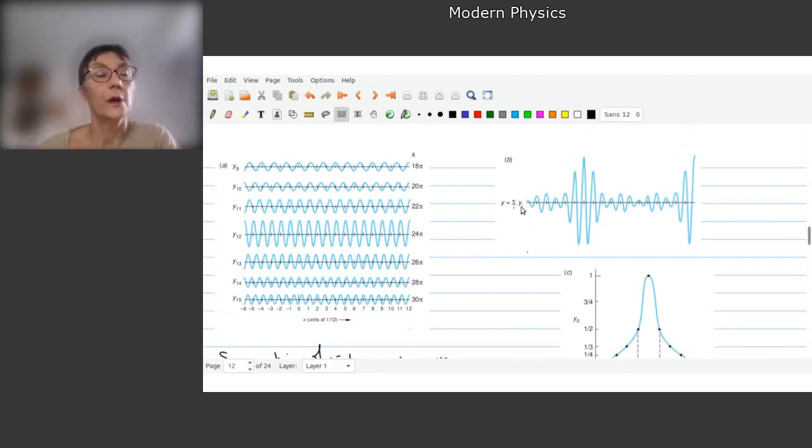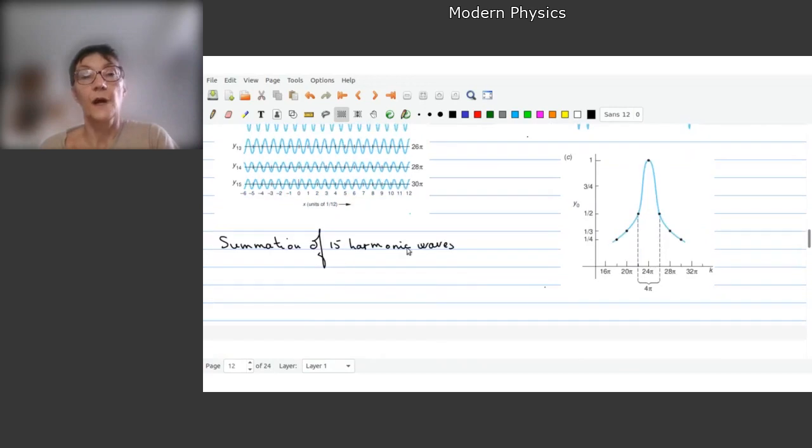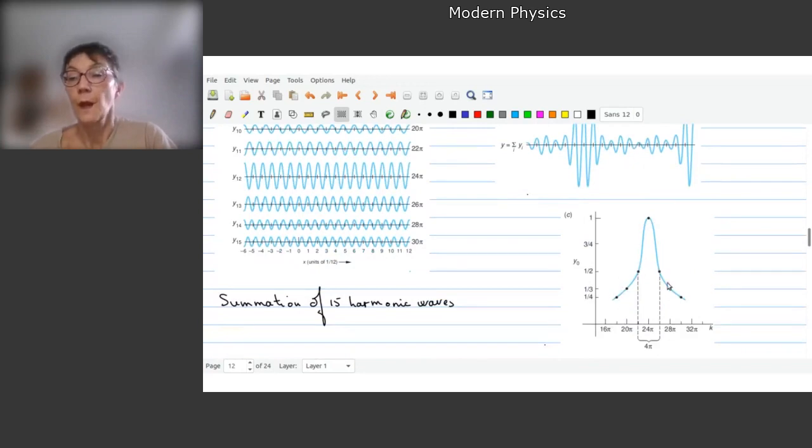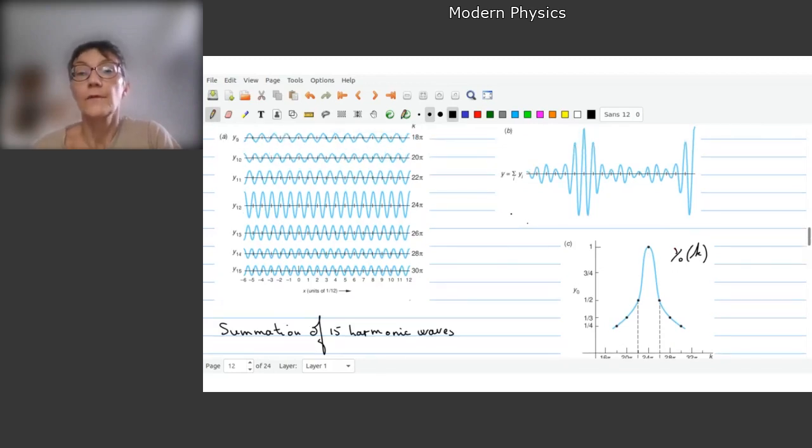You see that here we have 15 harmonic waves with this particularity. This is the function. Each wave doesn't have the same amplitude. You see this one is smaller, it's increasing here, it's diminishing here. So what is the function here? Let me write it. This is the amplitude A of k. So it is not all the same, it depends on k, and you have an envelope.